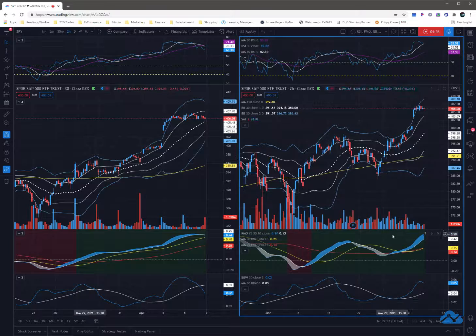And you can see here, even on the 2-hour chart, the 30-minute chart builds into the 2-hour chart. It's starting to round out here a little bit again at that 407 or 408. All right. So I would not go short just yet.